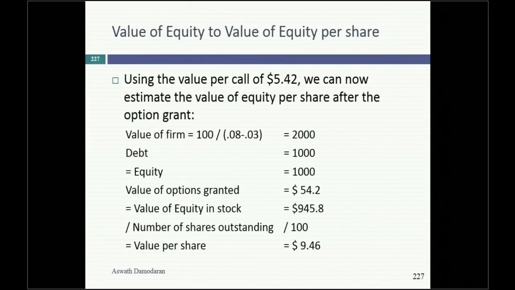And what I get is my value for the options here, 54.2 million. I now subtract that from the $1 billion, I get 945.8. I divide by the 100 million shares. Remember a few minutes ago, your shares were worth $10 per share? I issue these 10 million options. My value per share drops to $9.46 per share. That's why we care about options.